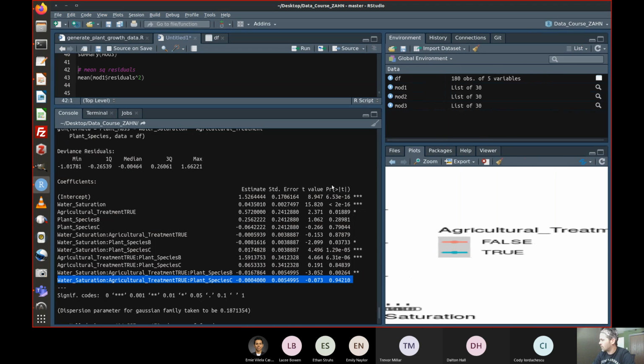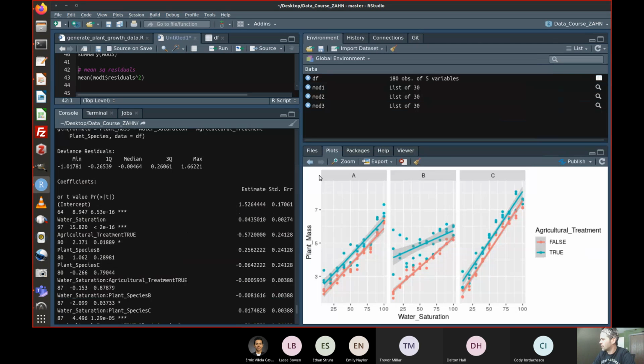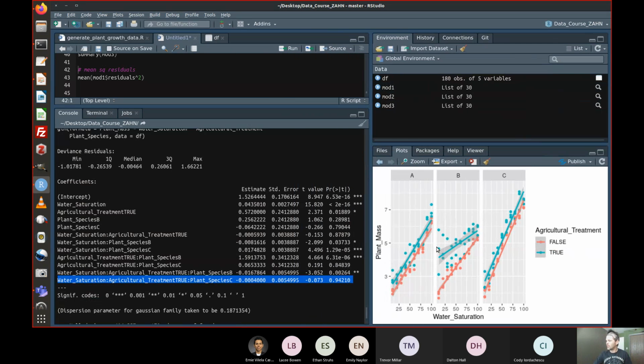So that's actually what we're seeing in our model that's displayed here, is that agricultural treatment does have an effect overall on all the plants. The true agricultural treatment has lifted it up a little bit. Okay. But for plants A and C, the effect of agricultural treatment does not depend on the water saturation. It's the same slope all the way through. But for plant B, it looks to me, and it shows in our stats here, that the effect of agricultural treatment is important, but how important it is varies based on how much water saturation there is. So that's the slope.